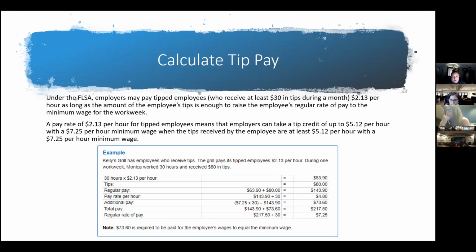If you go back into that and you take the total amount of $217 and you divide it by 30, it does come out to $7.25 an hour. Therefore, you've checked your work and she's making minimum wage.